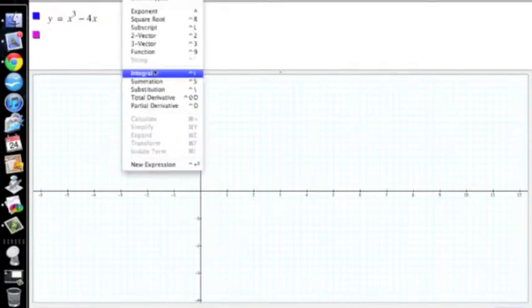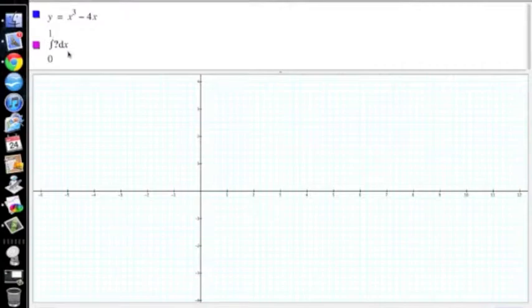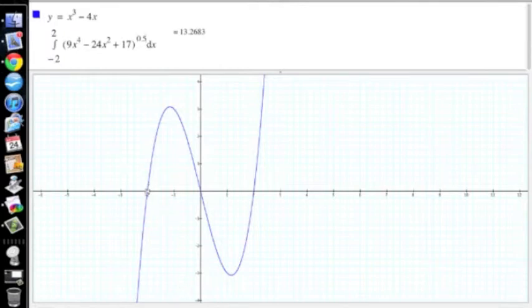And so what I'm going to do is I'm going to find the integral from 2 to -2, and I want to go square root, I'll just do it this way, 9x to the 4th minus 24x squared plus 17, to the 0.5. And so there I find out that the length of the curve from here all the way through to here is going to be 13.2683. So that's how I find curve length.